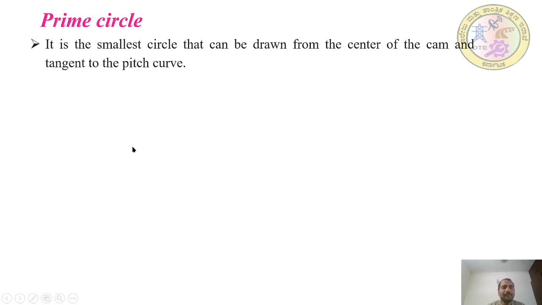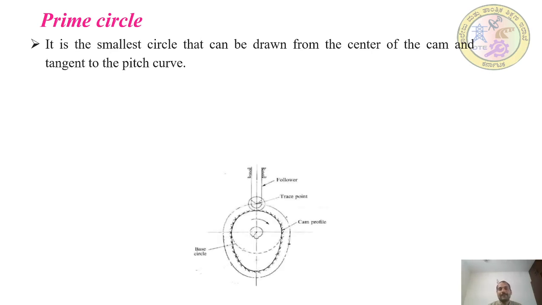Prime circle. It is the smallest circle that can be drawn from the center of the cam and tangent to the pitch curve. So this circle drawn from center of the cam and tangent to the pitch curve is called the prime circle.